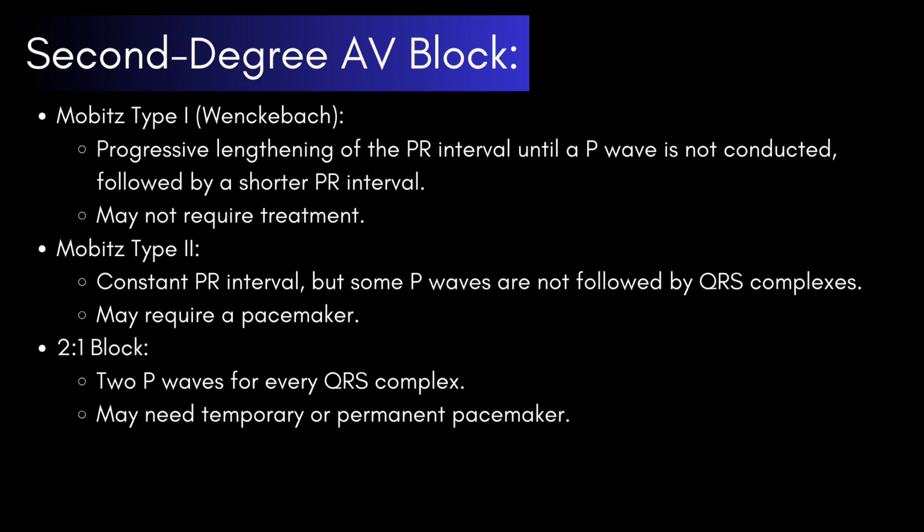Mobitz type 1, Wenckebach: progressive lengthening of the PR interval until a P wave is not conducted, followed by a shorter PR interval, may not require treatment. Mobitz type 2: constant PR interval, but some P waves are not followed by QRS complexes, may require a pacemaker. 2:1 block: 2 P waves for every QRS complex, may need temporary or permanent pacemaker.